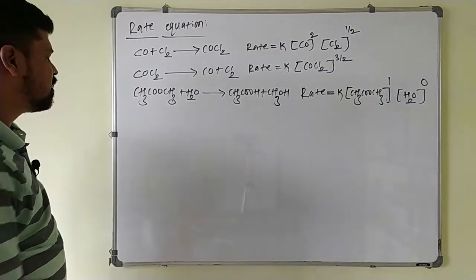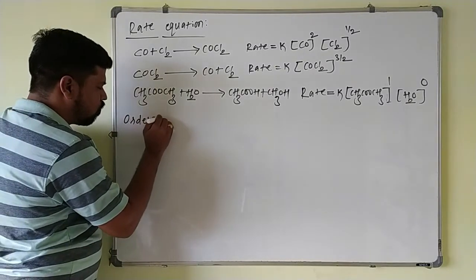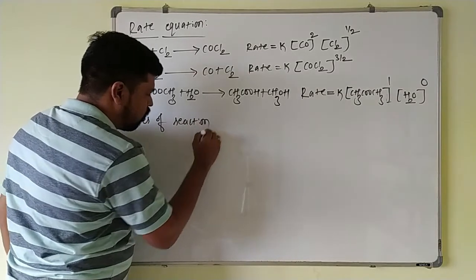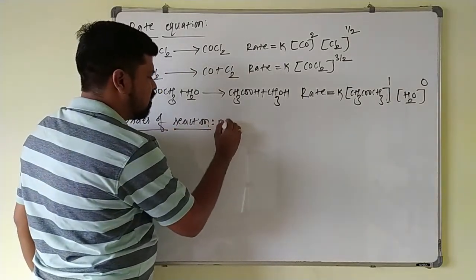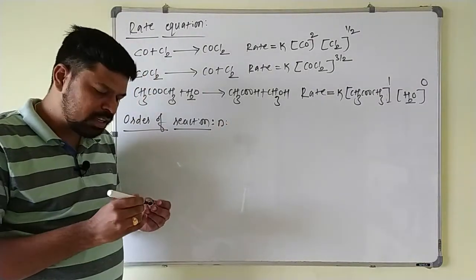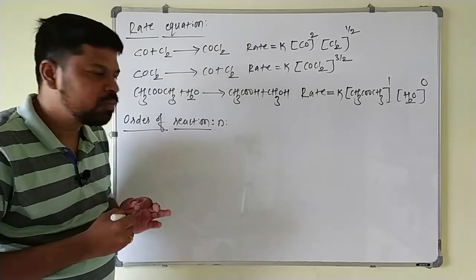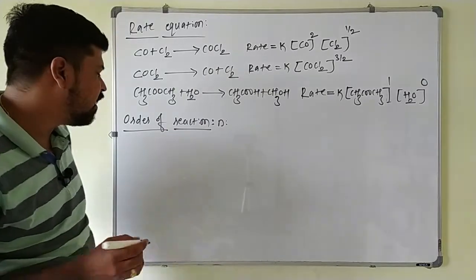The next concept is order of reaction. For order of reaction, the symbol is n here. What is the order of reaction? It is the sum of powers of concentration term in the experimentally determined rate equation.